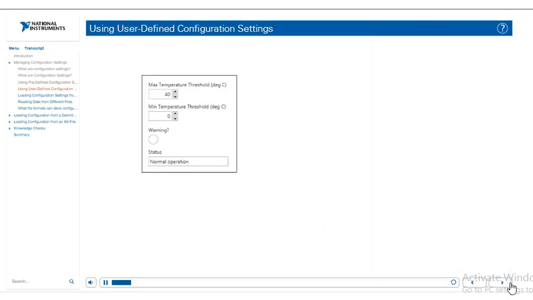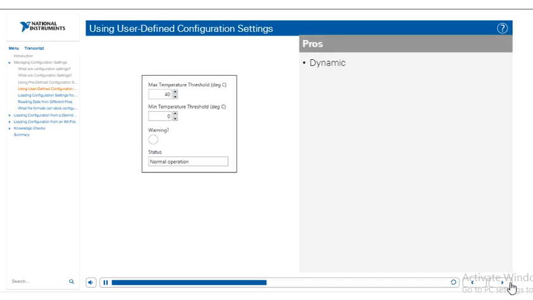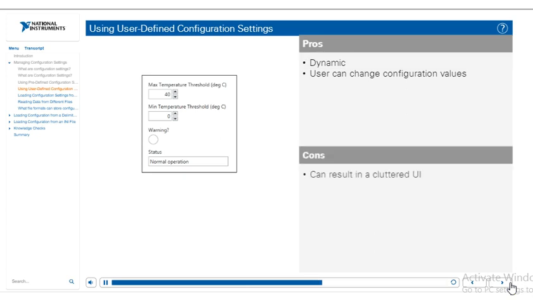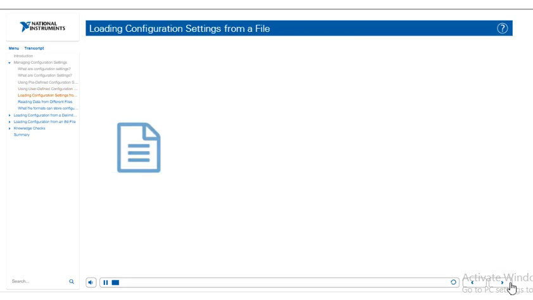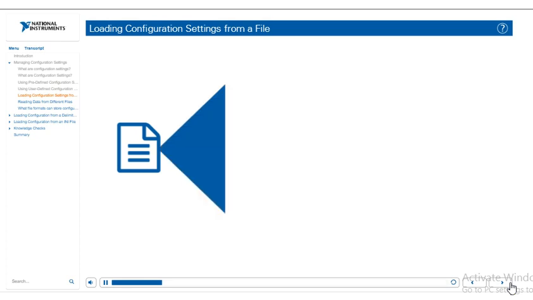For some configuration values, you might want the user to set the values before running the VI, or allow the user to change them while the code is running. To do this, you can create controls on the panel. This approach has the benefit of being dynamic and enabling the user to change the configuration values while the VI is running. On the downside, this approach can result in a very cluttered UI, depending on the number of settings and controls that you use. Additionally, since you are allowing the user to modify these settings, there is the risk of the user entering incorrect settings.